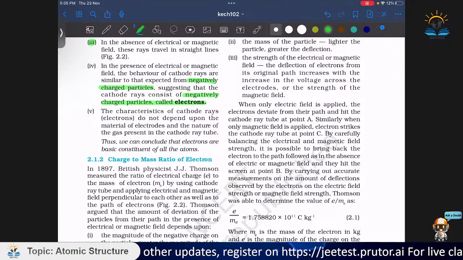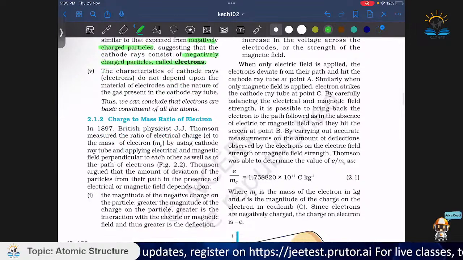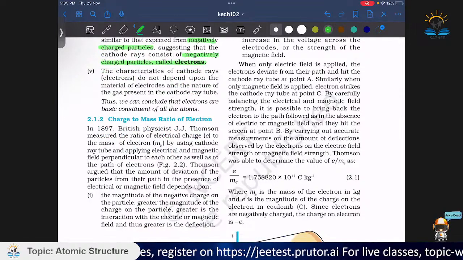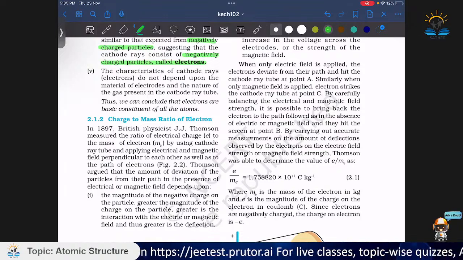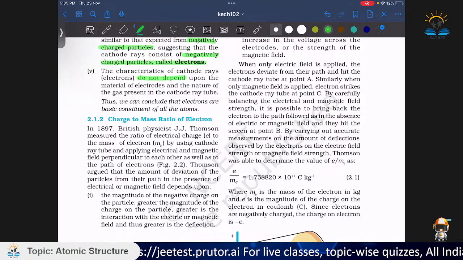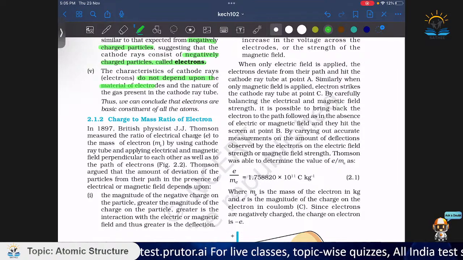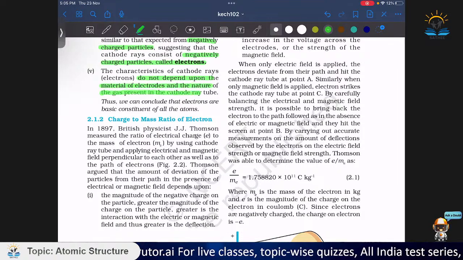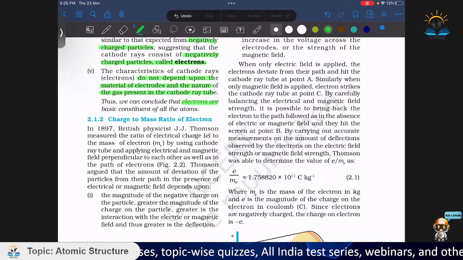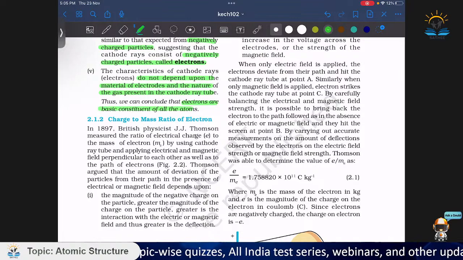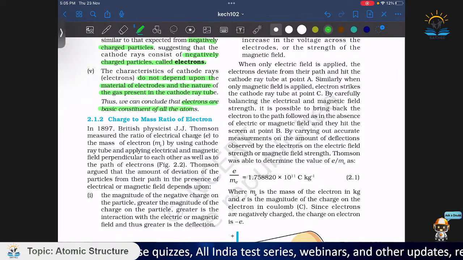Okay. The characteristics of cathode rays do not depend upon the material of the electrode and the nature of gas present in the cathode ray tube. This is a very important point. They do not depend on the material of electrode and the gas in the tube. So this means that electrons are basic constituents of all the atoms, right?